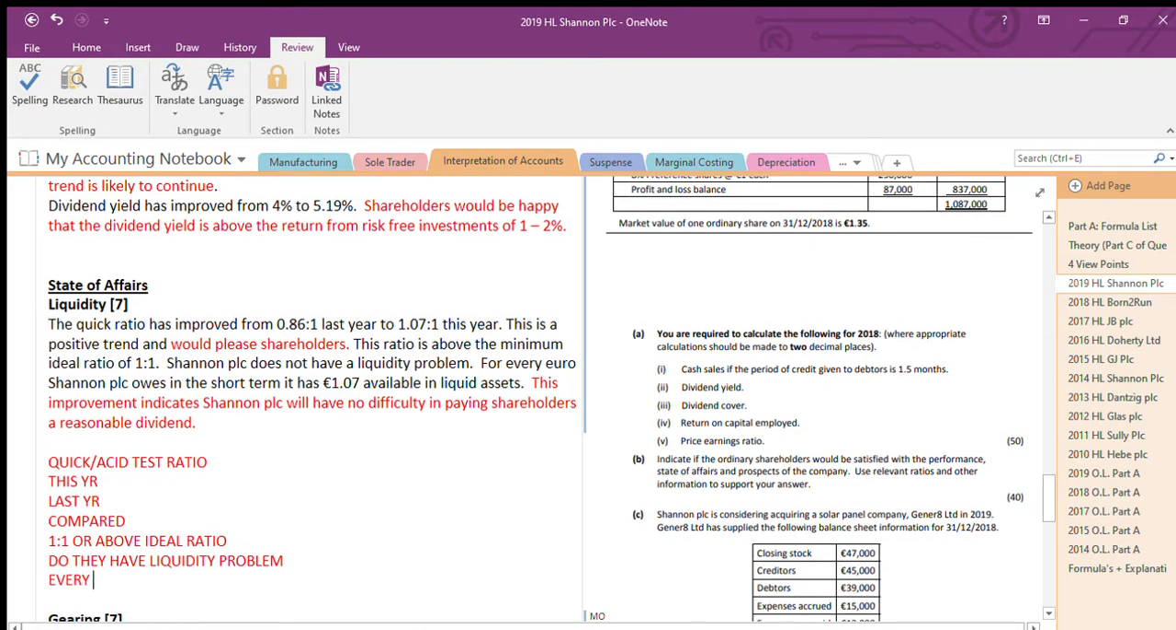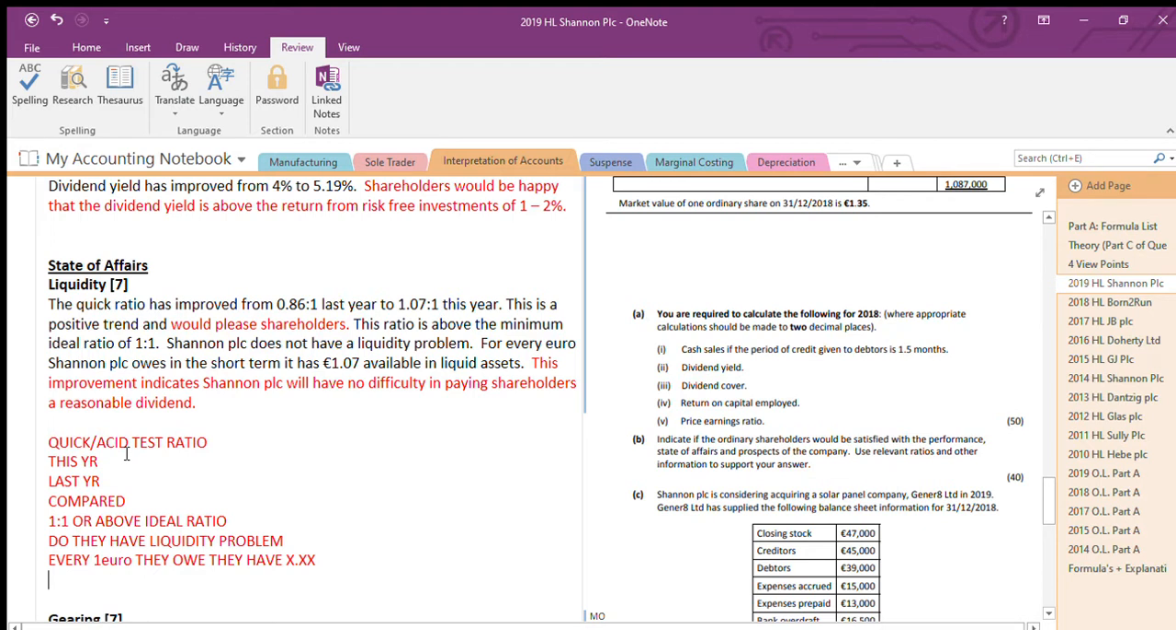I know I'm writing a lot here, but I find it helpful to maybe state these kind of as bullet points. Every one, I'm going to type in 1 euro they owe, they have whatever amount of euros, in this case is 1.07, and this indicates an improvement. They have no difficulty in paying a dividend, and that's a part that we're going to kind of include for the shareholders here. We mightn't talk about that as much if it was a bank manager.